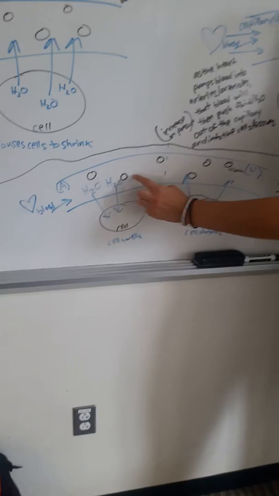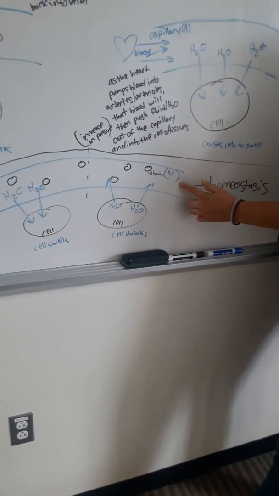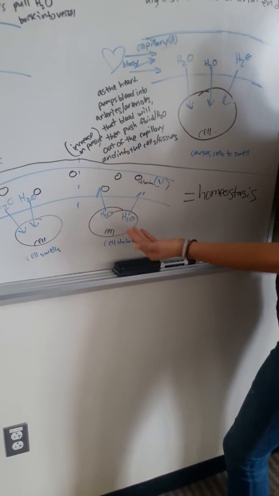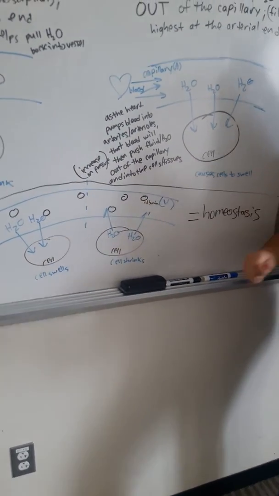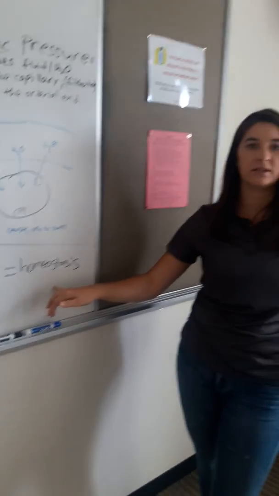You still got this albumin that is just roaming around. Then you come more towards the venous end of the capillary, and this albumin is then going to help pull the water back into the blood vessel. And when everything is just normal, that's how it regulates homeostasis. In and out.